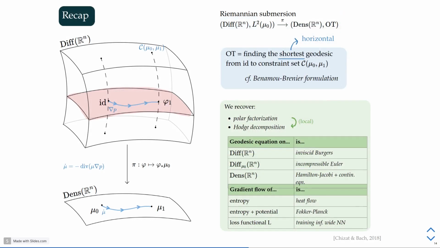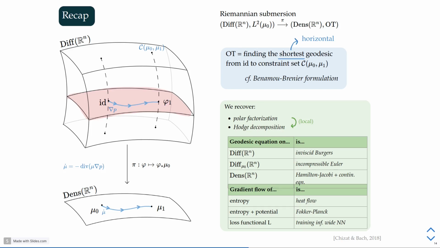Okay, and just to summarize what I've said: we have a Riemannian submersion from the diffeomorphism group with the L2 metric onto the densities, and this induces the optimal transport metric. In this geometric framework, optimal transport is just finding the shortest geodesic from the identity to the constraint set, the feasible set of diffeomorphisms. And the shortest one is the horizontal one, which is induced by gradients of functions.